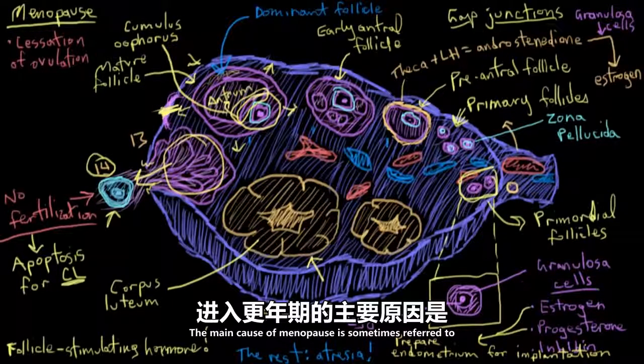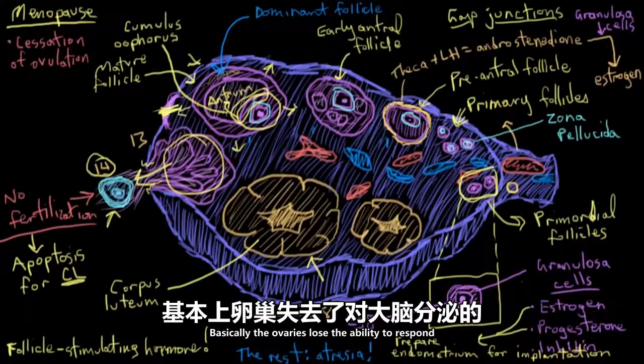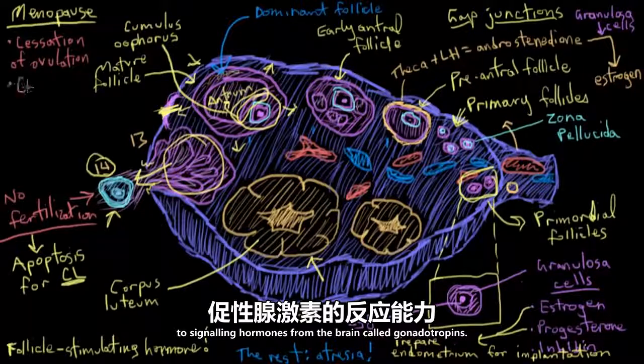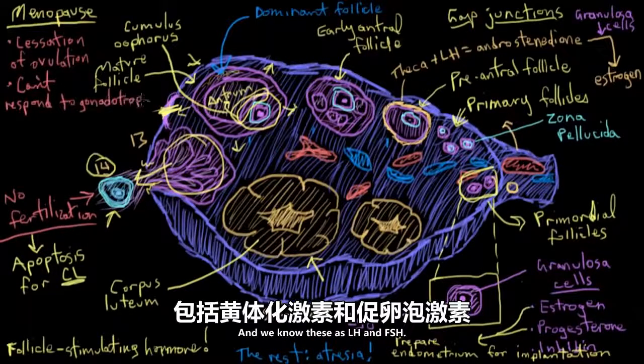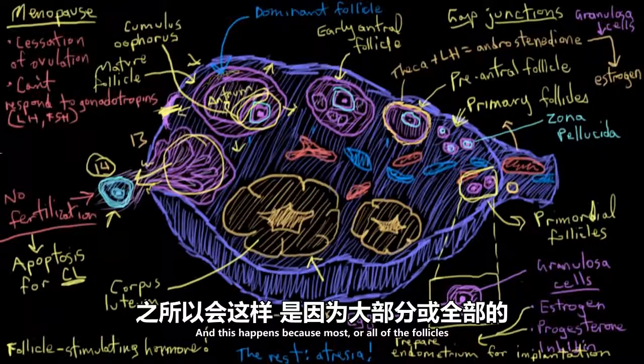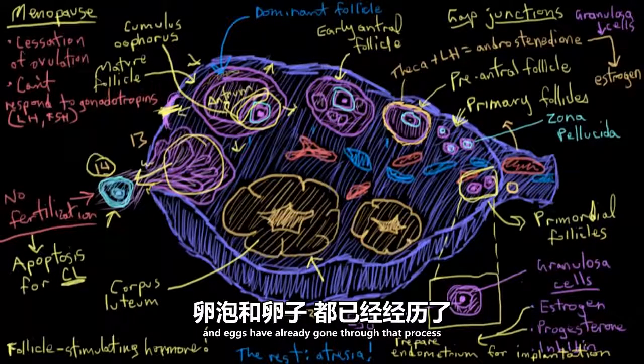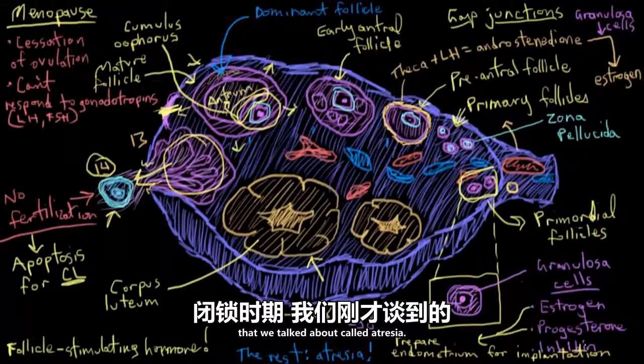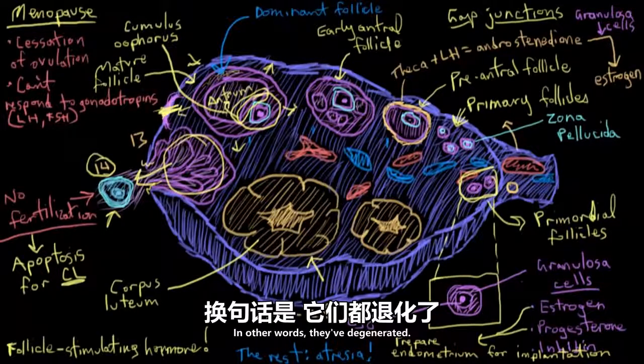The main cause of menopause is sometimes referred to as ovarian failure. Basically, the ovaries lose the ability to respond to signaling hormones from the brain called gonadotropins. And we know these as LH and FSH. And this happens because most or all of the follicles in eggs have already gone through that process that we talked about called atresia. In other words, they've degenerated.